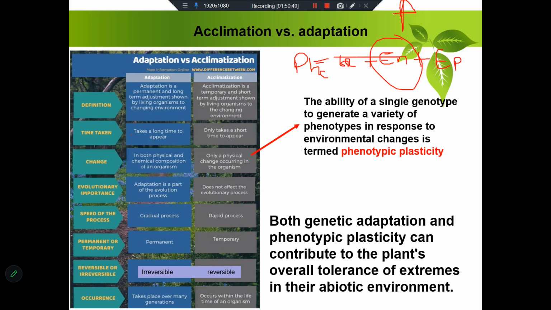For the plants, the species is going through a continuous adaptation process, because we know that we are evolving every day. While the species is evolving, at the individual level some individuals are acclimatizing to newly faced environmental conditions. So there is a difference between acclimation and adaptation. Is it clear? Yes, sir. Okay, good.